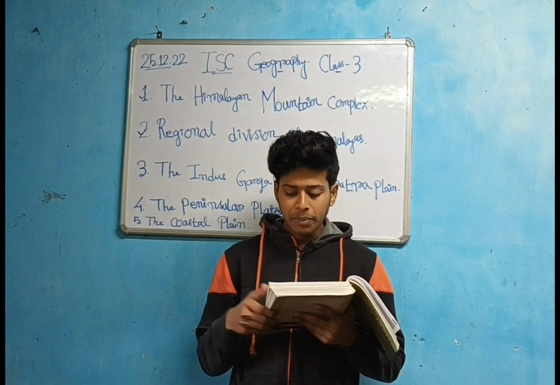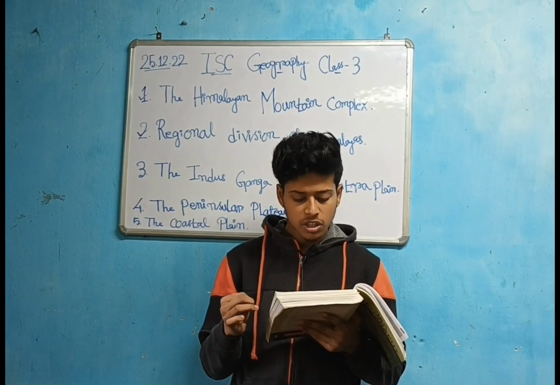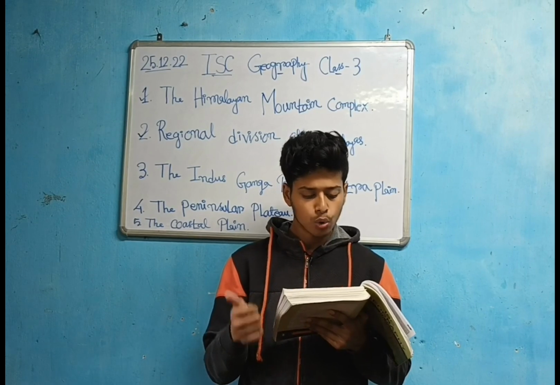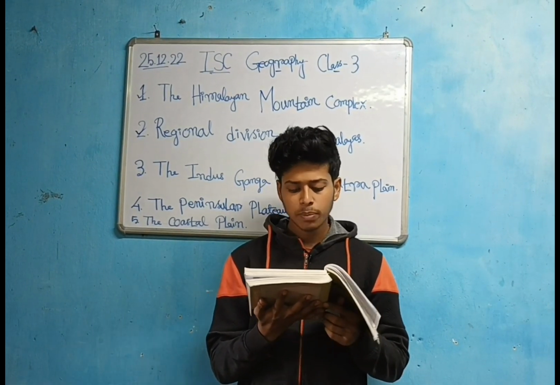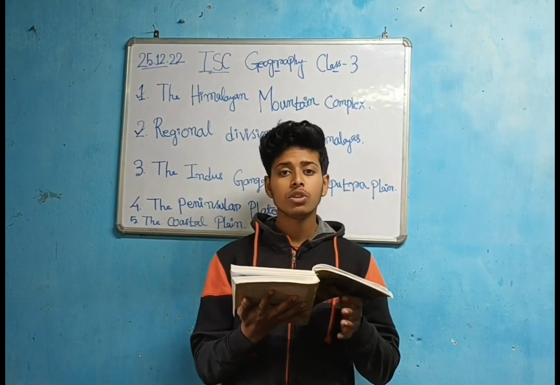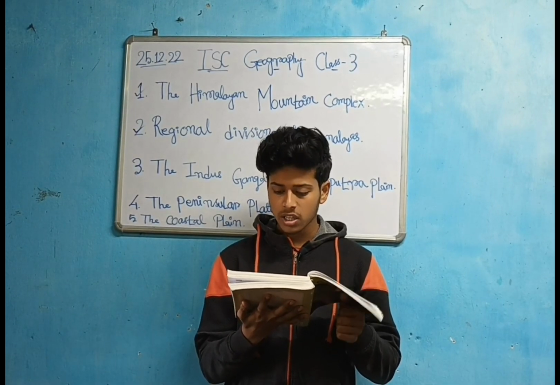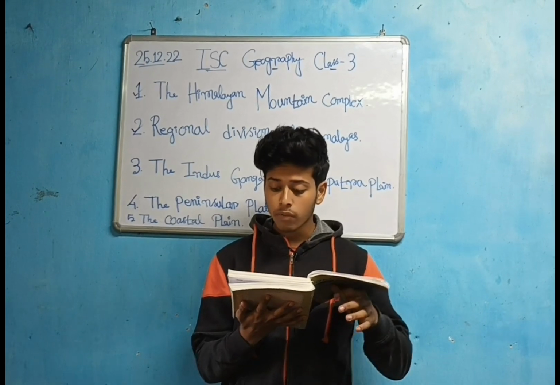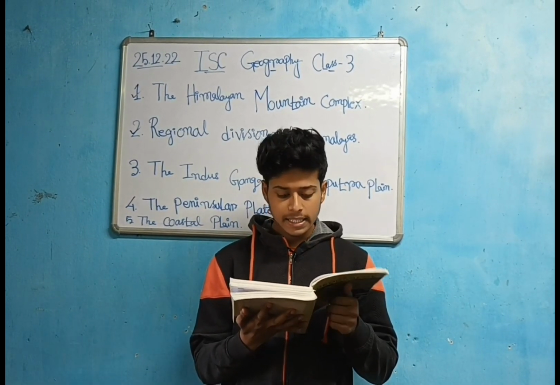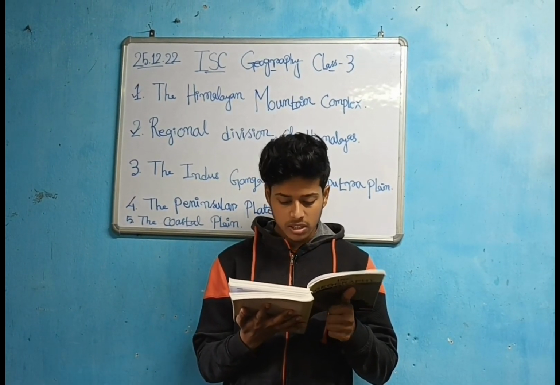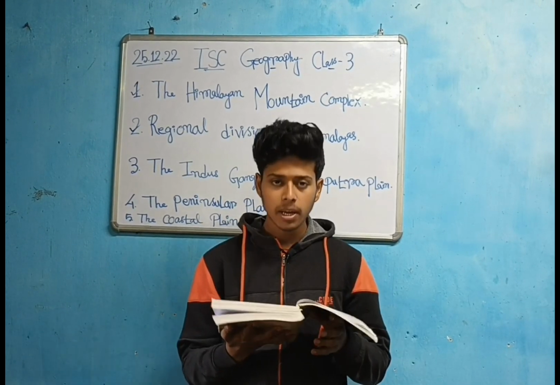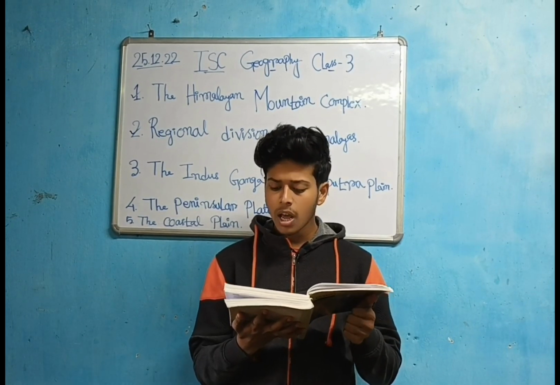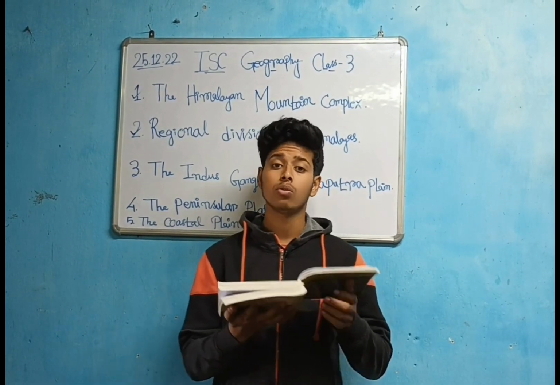So what about Middle Ganga? The Middle Ganga plain is a transitional zone which extends over a distance of 600 किलोमीटर in eastern उत्तर प्रदेश और बिहार. मतलब ईस्टर्न उत्तर प्रदेश और बिहार में है मिडिल गंगा प्लेन का most of the parts. और लोअर गंगा प्लेन का क्या है? In lower Ganga plain which lies in West Bengal and Bangladesh.